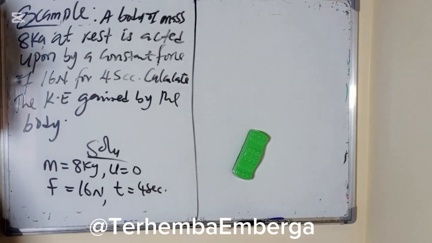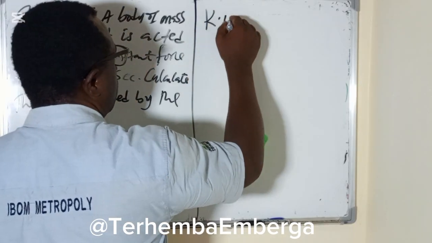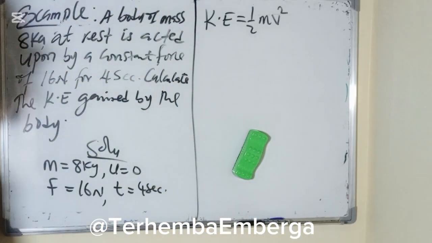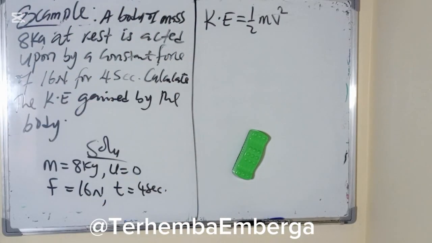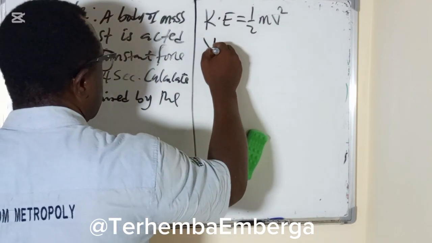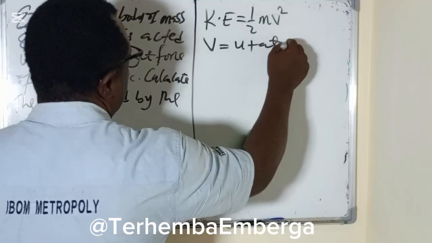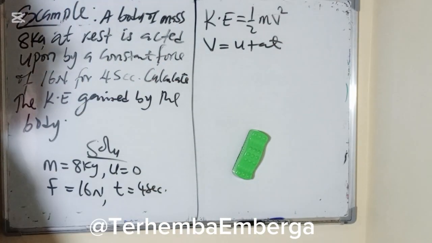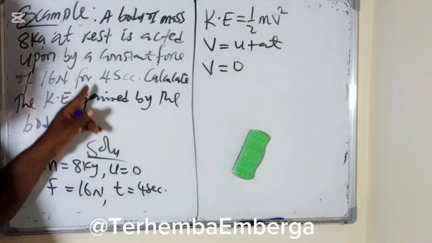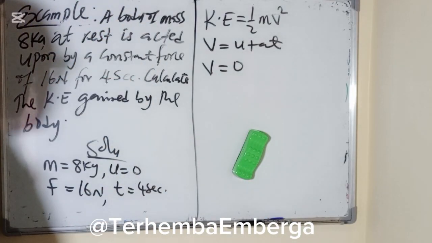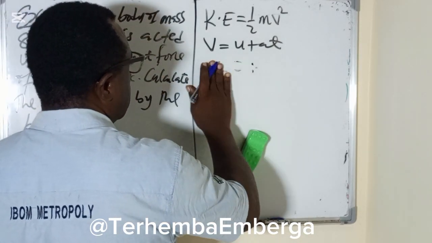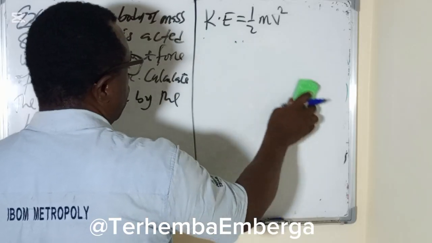So we are asked to calculate kinetic energy. I know the formula for kinetic energy is half mv squared. We know m, but v is given indirectly. So we appeal to this equation of motion to calculate v. In this case, v will be equal to 0, because u is 0, because the body was stationary, plus, okay, let's look at the acceleration first.